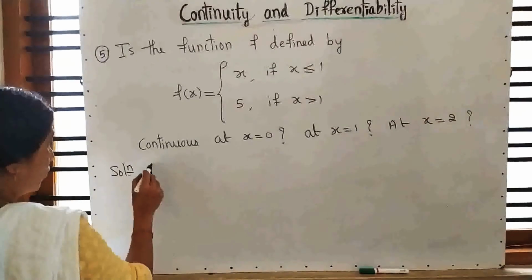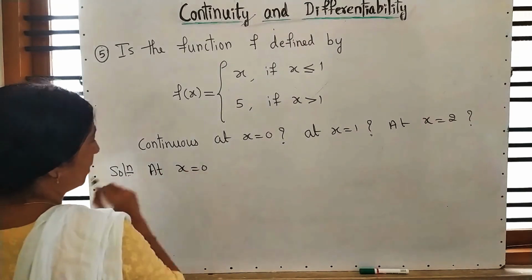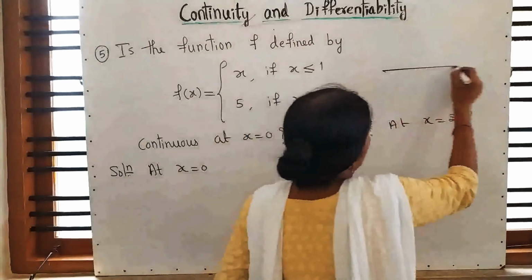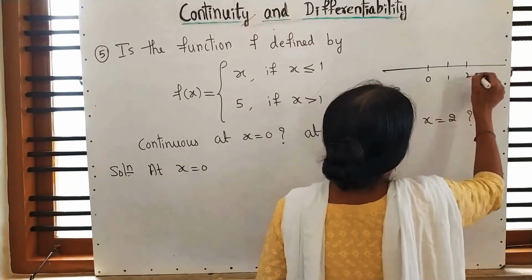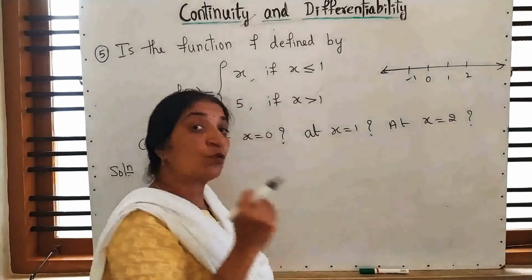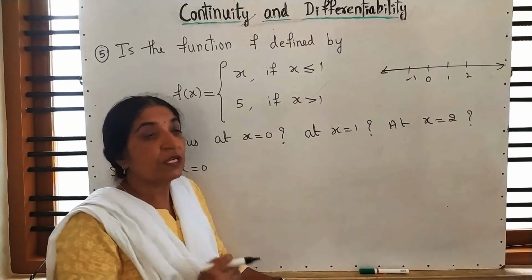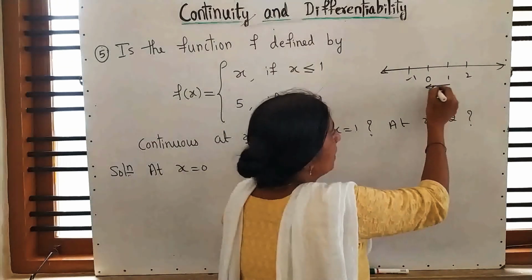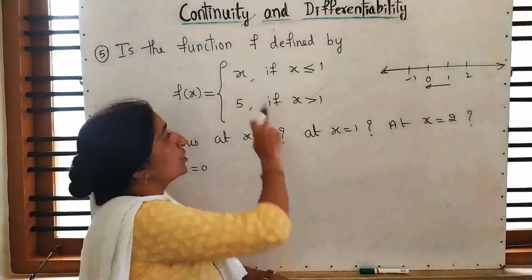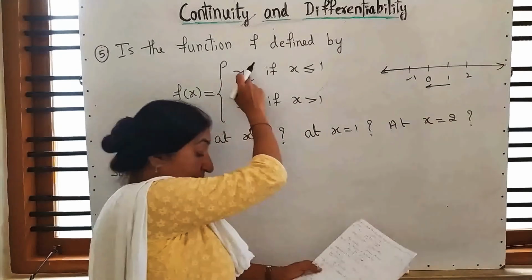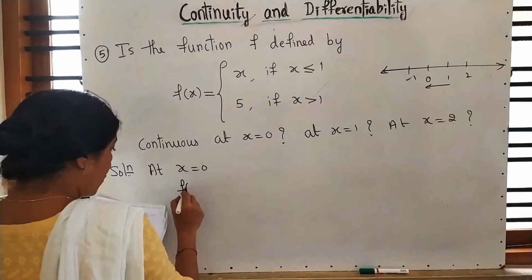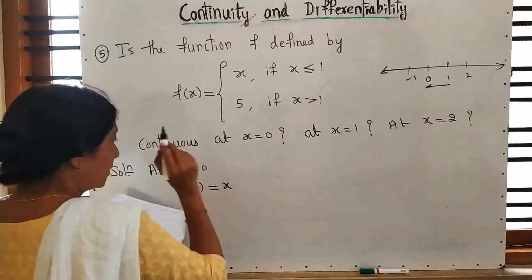At x is equal to 0, which function are you selecting? See here x is less than or equal to 1. In the number line this is 0, this is 1, 2, minus 1 like that. Less than means we are moving to the left side, 0 comes on the left side. So at x is equal to 0, which function are you taking? We are taking f of x is equal to x, correct or not?